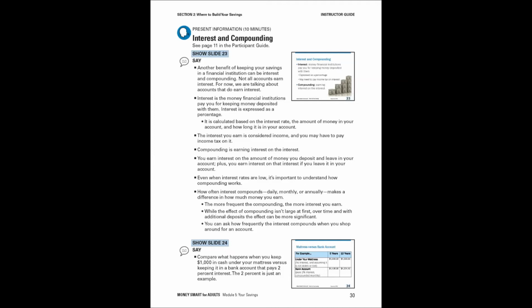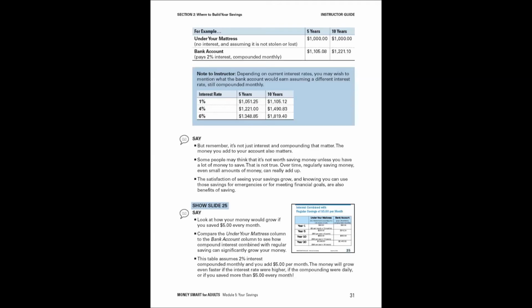then there's going to be a comparison. You're going to show slide number 24, and we're going to compare mattress versus a bank account. And this is a really fun thing to look at because it's looking at $1,000 over 5 and 10 years and what it gains over the course of that time versus that same $1,000 from 5 to 10 years in a bank account that actually has a 2% interest compounding monthly.